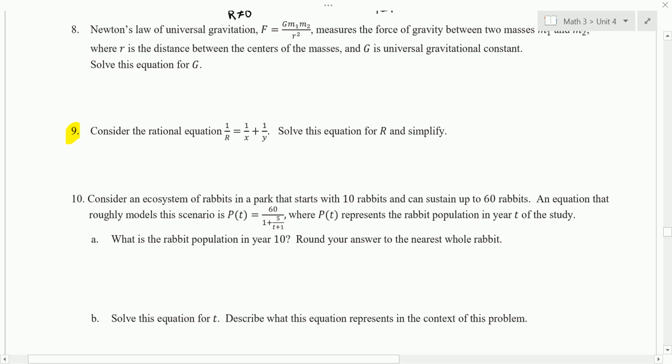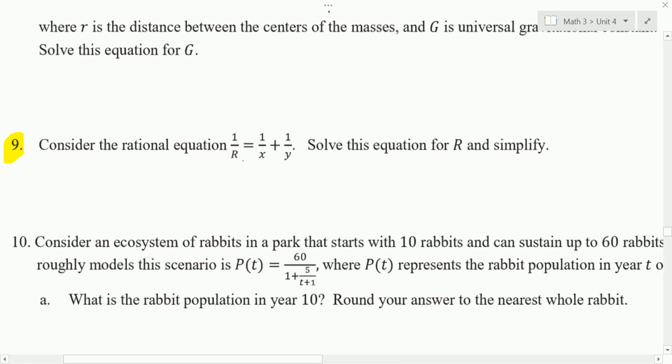Number 9, consider the rational equation 1 over R equals 1 over X plus 1 over Y. Solve this equation for R. So I'm going to work towards a common denominator. I'm going to multiply the first fraction by xy over xy, second fraction by ry over ry, and third fraction by rx over rx. So the last two fractions have a common denominator. I can add them, and I get xy over rxy is equal to ry plus rx over rxy.